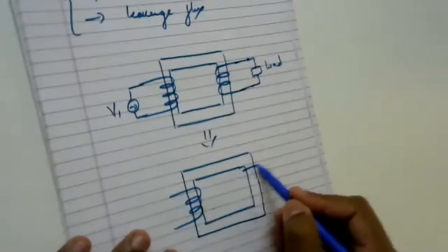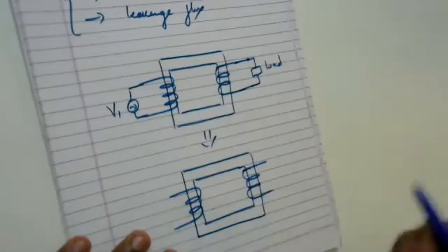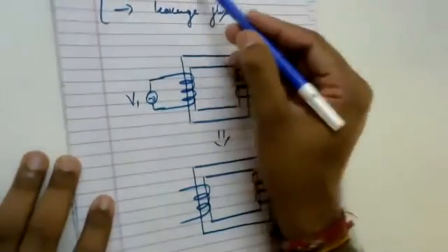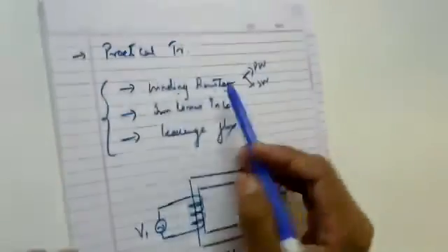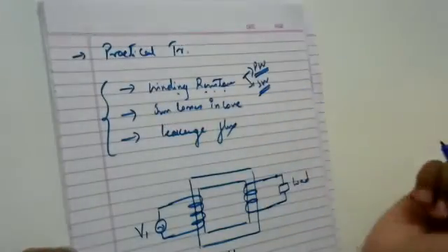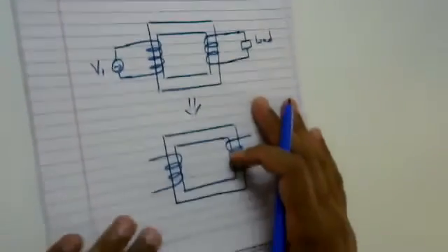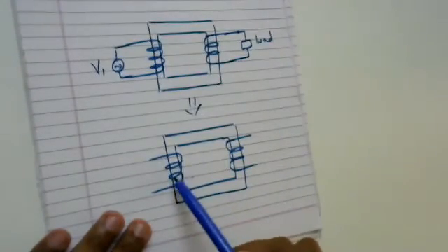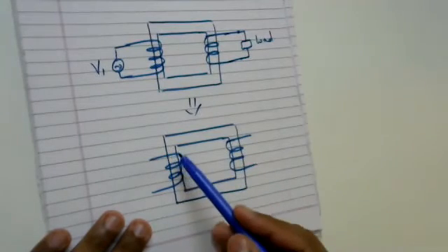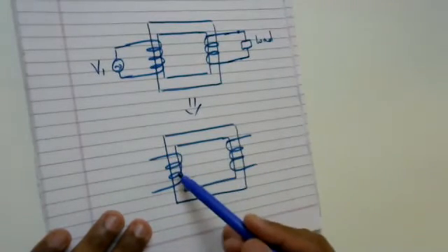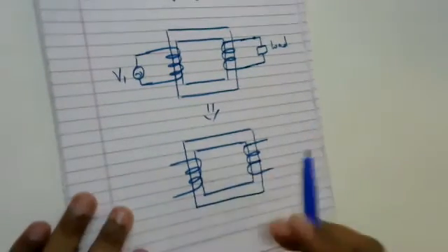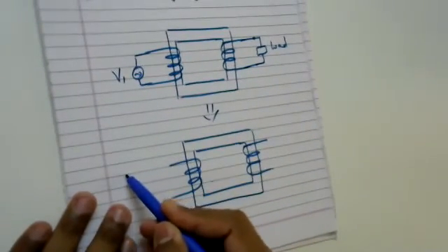So this is my winding. Now the first thing that we said was that winding resistance is included, both on the primary side as well as on the secondary side. What does this mean? It means that whatever winding you have wound on the limbs of a transformer is not a pure copper coil. It has some internal resistance. That internal resistance is shown in this circle.